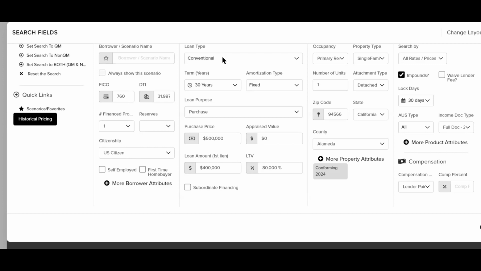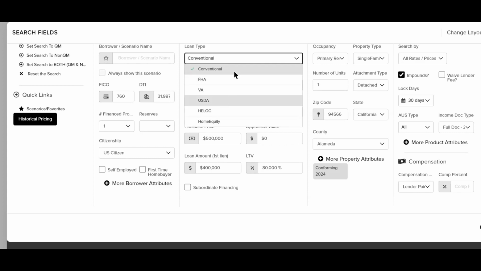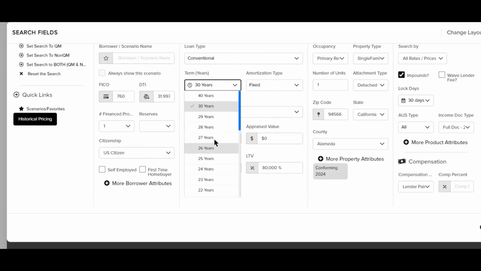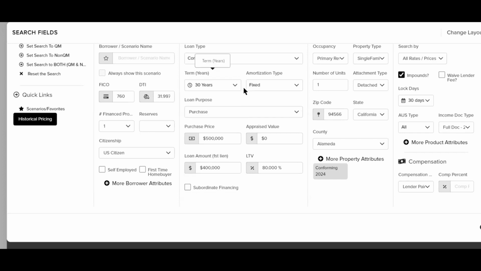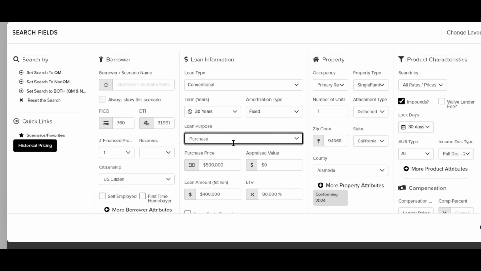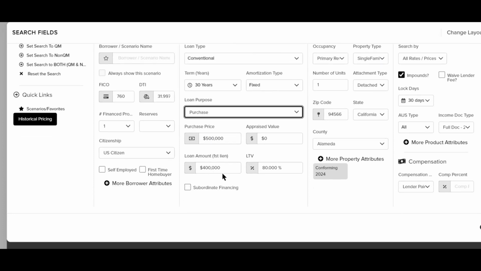You're going to go through and make sure, hey, is it a conventional loan, or is it an FHA or a VA or USDA or whatever it is, 30-year fixed or an ARM, and you can search for both at the same time if you choose to. Obviously, you can search by years too, and all that kind of stuff with the term of the loan. Is it a purchase, refinance, cash out? Obviously. And then you have your purchase price, if it's a purchase, and your loan amount.